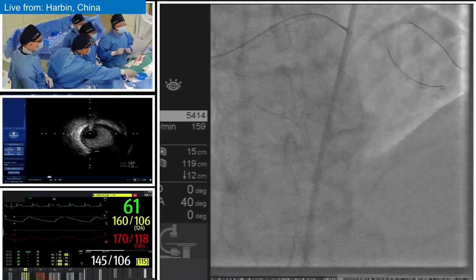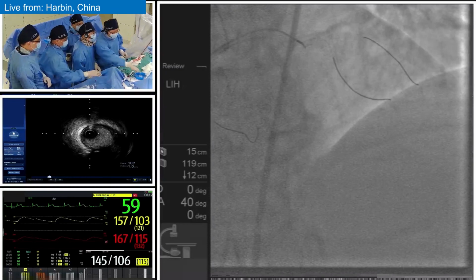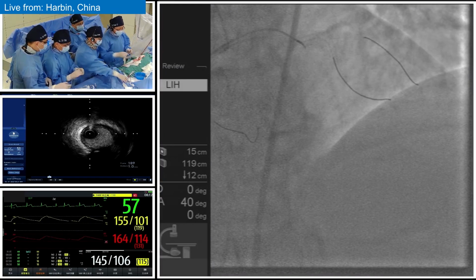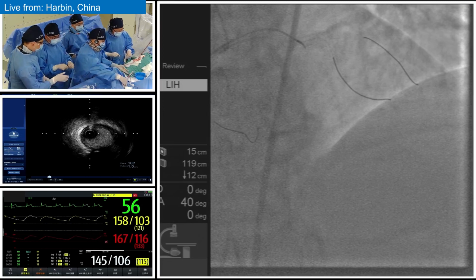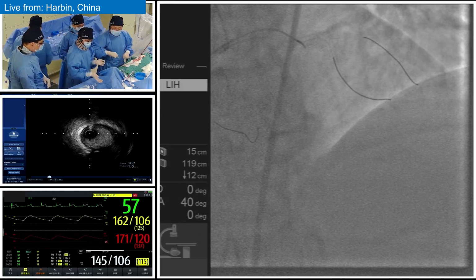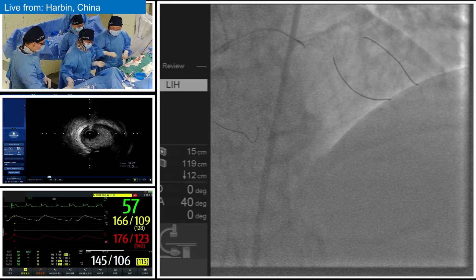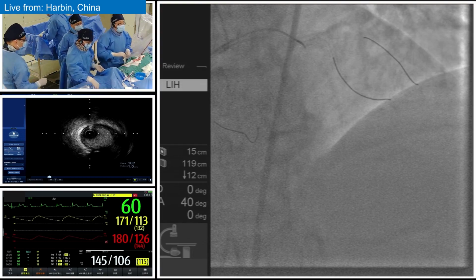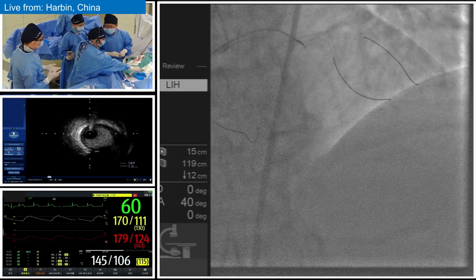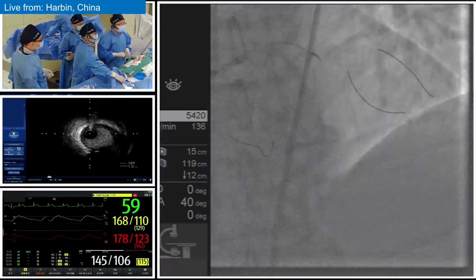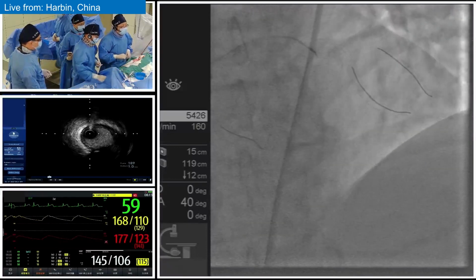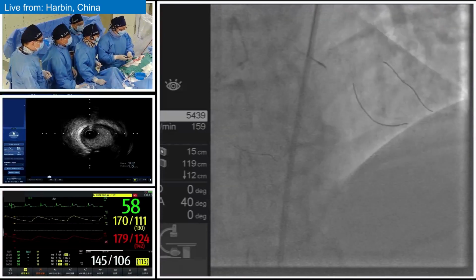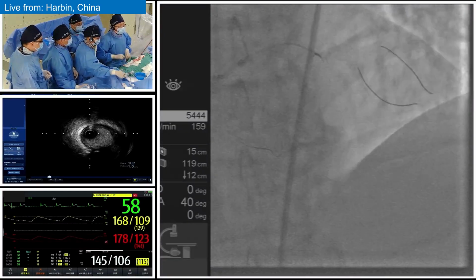Okay, we saw the wire and try the knuckle wire. Let's see if this time the knuckle wire would be successful. We must be careful because we only advance the Corsair microcatheter a little bit. If there is strong resistance, we go back to the diagonal branch. We can see that Professor Li is performing the knuckle technique using a hydrophilic coated wire.